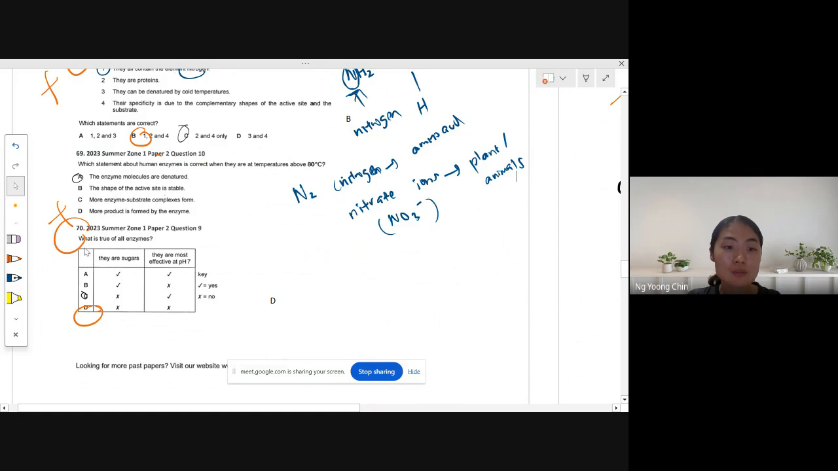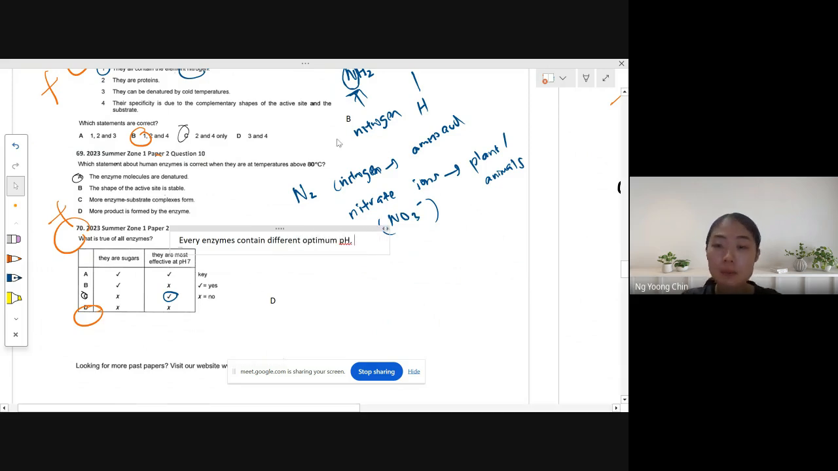And then this question: what is true of all enzymes? So the answer is D. They are not sugars, definitely. They are proteins. They are most effective at pH 7? This is not really correct, because you should always remember that every enzyme has a different optimum temperature and a different optimum pH.